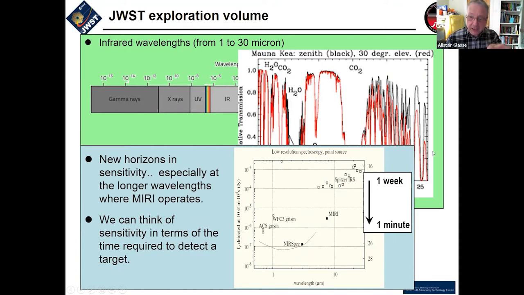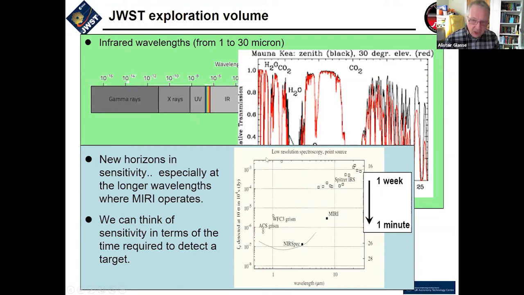The really big gain comes from sensitivity. It's about how faint an object you can see. As I say here, new horizons in sensitivity, especially at the longer wavelengths where MIRI operates. So there are four instruments on JWST, four cameras. Three of them work at wavelengths from 1 to 5 microns. MIRI operates from 5 out to about 25 microns. So we're unique and uniquely interesting.